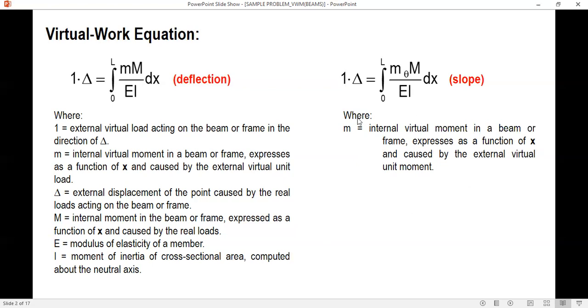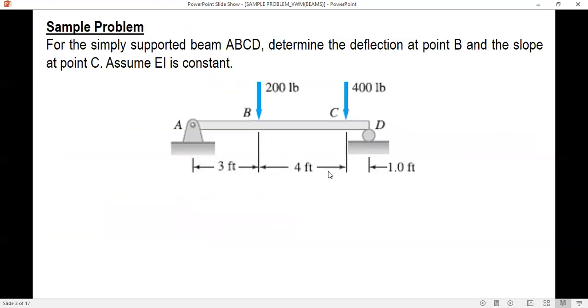Okay, so for this problem, we're going to use this formula in determining vertical displacement, or we call it deflection, and the rotational displacement or the slope. Okay, here's the problem. For the simply supported beam ABCD, determine the deflection at B and the slope at point C. Assume EI is constant.